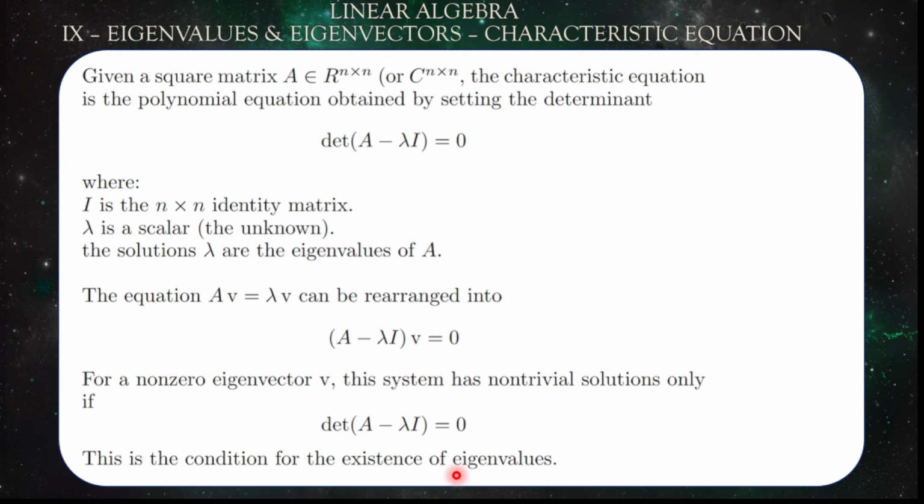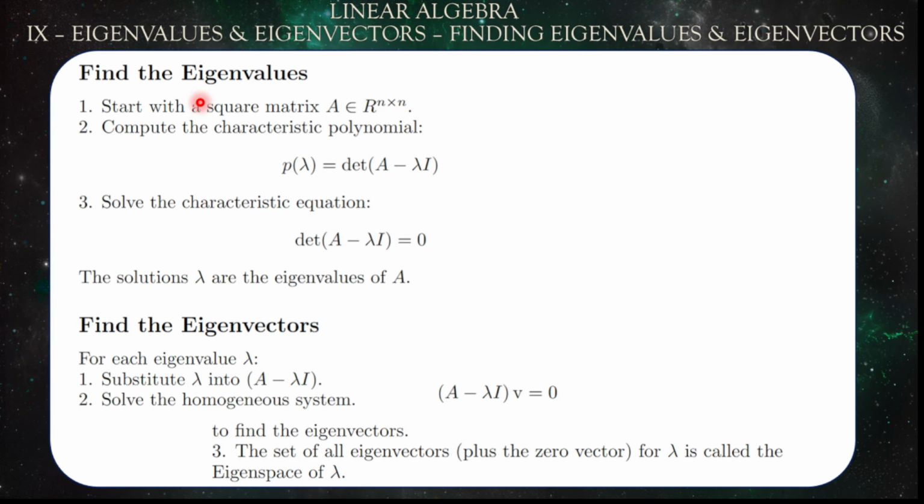This is the condition for the existence of eigenvalues, which is that the determinant of A minus lambda I should be equal to 0. Finding the eigenvalues: you start with a square matrix A in R^n×n, compute the characteristic polynomial p of lambda, which is the determinant of A minus lambda I. You solve the characteristic equation, that determinant of A minus lambda I is equal to 0. You find the solutions for lambda, or the values of lambda for which this becomes equal to 0.